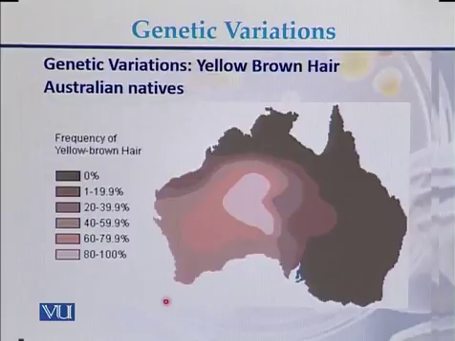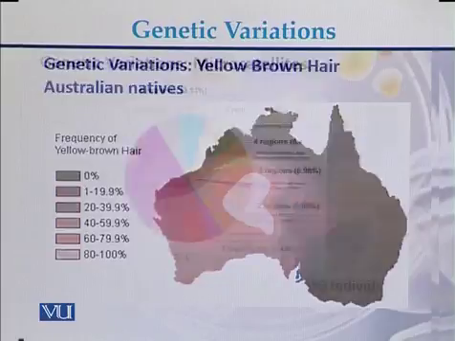Another example of genetic variation is yellow-brown hair, which is usually found in Australian natives. This part of Australia has brown or black hair, while this part of Australia has light or yellow hair color. So this is due to the alleles which are responsible for the color of the hair.